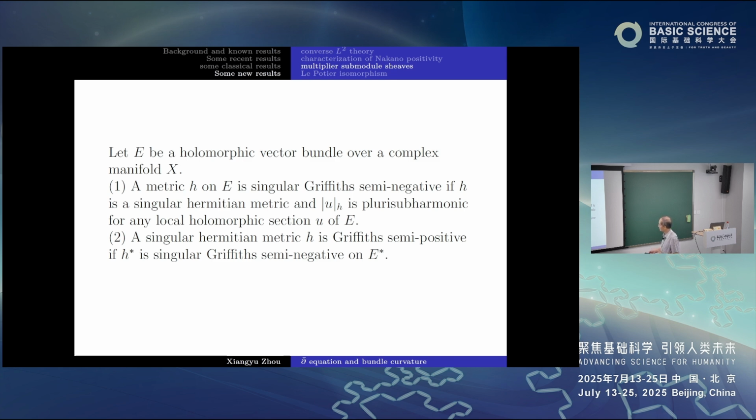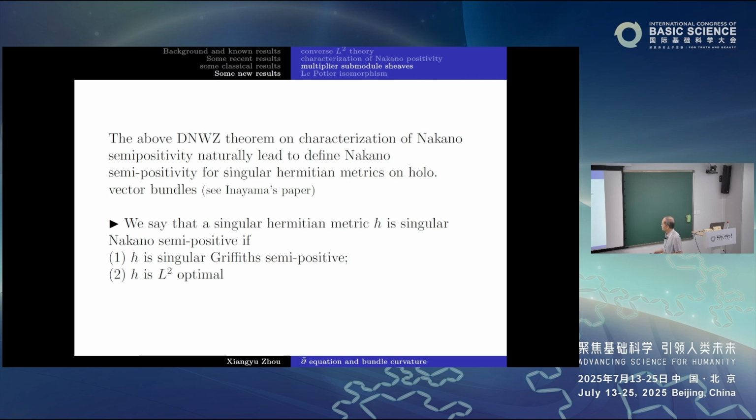And by taking the dual, you can get Griffiths semi-positive. Using our characterization, you can define Nakano semi-positive for a singular Hermitian metric. For example, you can see Inayama's paper. This means H is singular Griffiths semi-positive, and H is L2 optimal. As you know, L2 optimal can be defined for a singular metric.